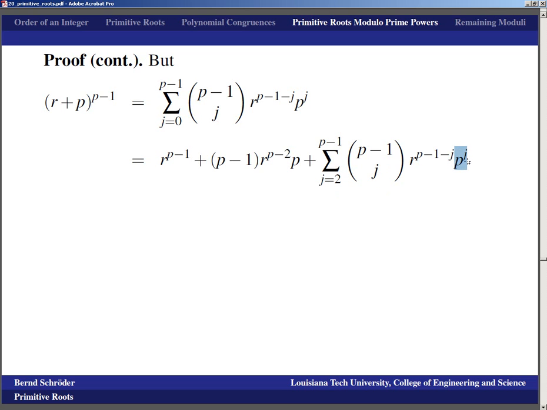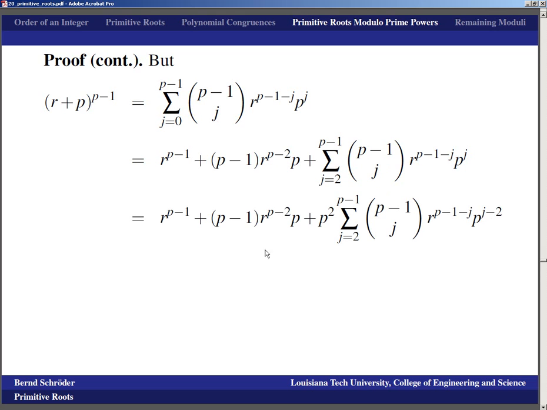And we can see here that now all these exponents are at least 2. And that means that this is r to the p minus 1, r to the p minus 2 p, plus p squared times the same sum as before, except that this j is now a j minus 2, and that's because we factored out this p squared here. Okay, well, that means this is equivalent to r to the p minus 1 plus p minus 1 r to the p minus 2 times p, because the rest is equivalent to 0 modulo p squared.